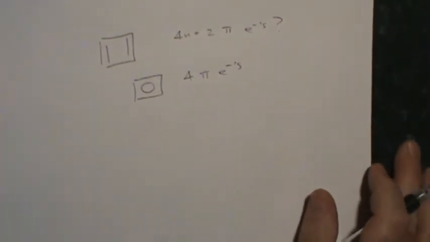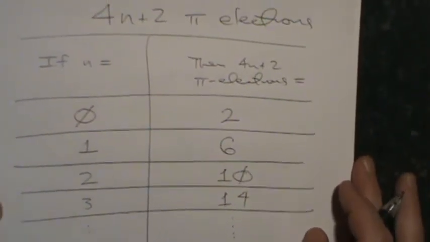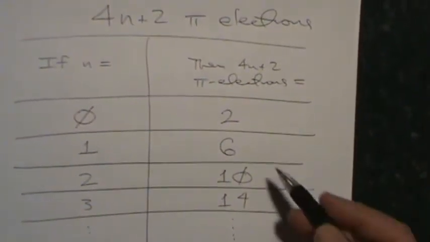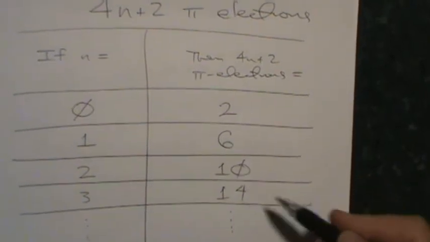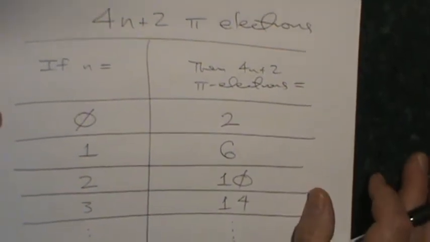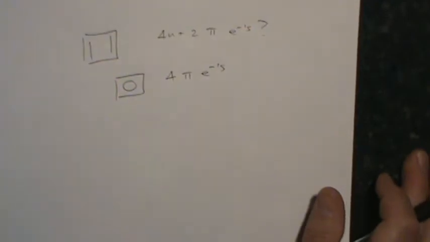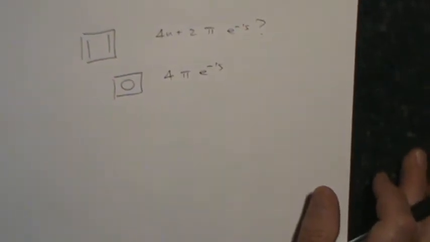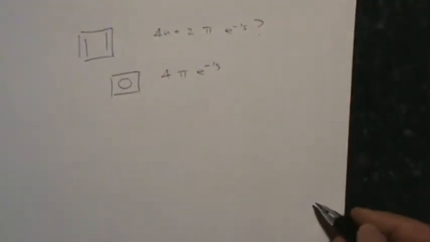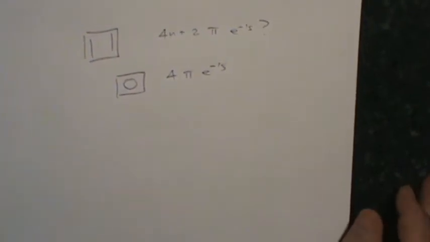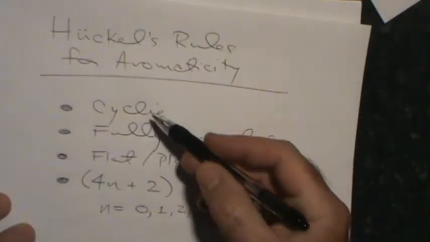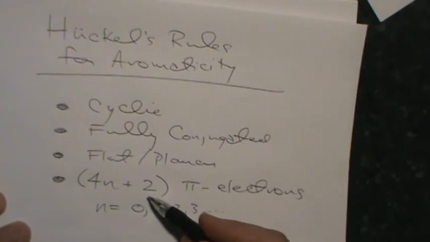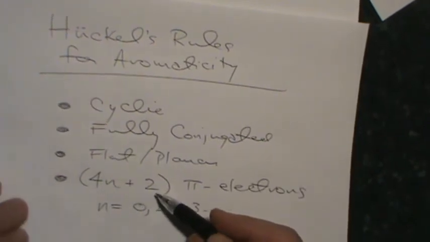Is that a 4n plus 2 number? Well, it turns out no, it's not. It's not a 4n plus 2 number. 4n plus 2 numbers are 2, 6, 10, 14, etc. Not 4. So this molecule is not aromatic. It obeys the first 3 rules. It's cyclic, fully conjugated, and flat, but not the last rule.